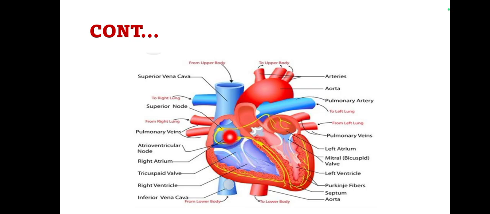So coming to the right atrium, the blood from the upper part of the body, the head, neck, chest, and upper shoulder, all the deoxygenated blood comes through venous drainage. This is called the superior vena cava. So by the superior vena cava, all the deoxygenated blood through the venous drainage comes into the right atrium.